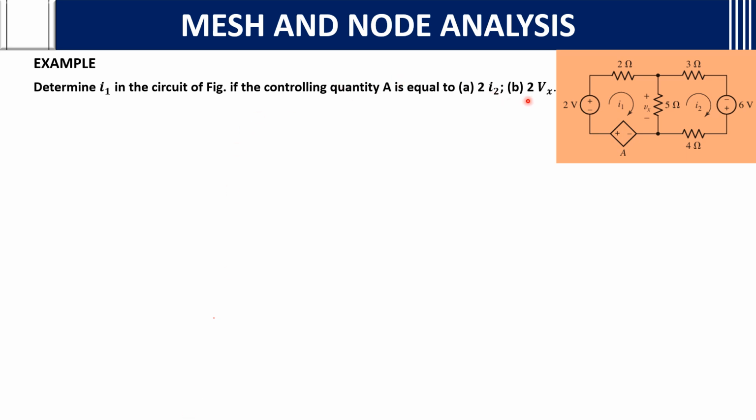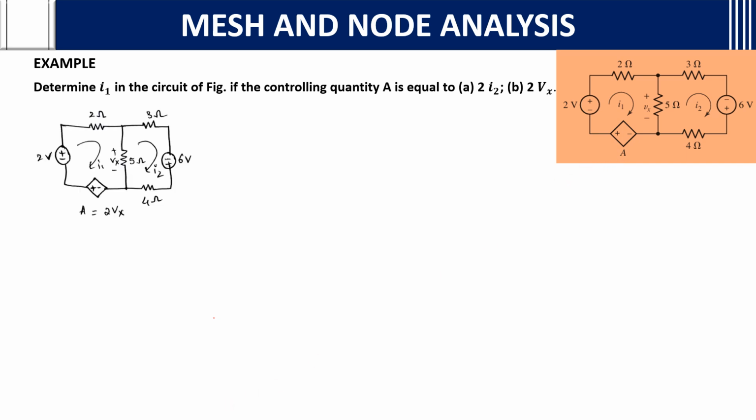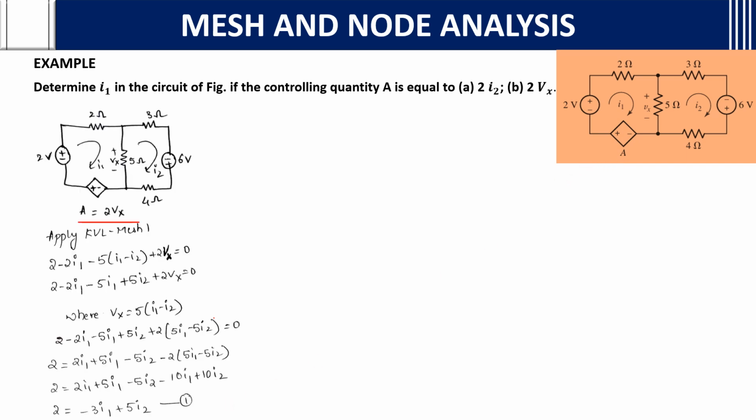Here we need to find for 2Vx. We have already solved for 2I2. We'll put 2Vx in this A place. Consider A equals 2Vx. Apply KVL to mesh 1. What you will get? 2 minus 2I1 minus 5 into (I1 minus I2) plus 2Vx equals 0, where Vx is 5 into (I1 minus I2). As the plus minus sign is given this side, you take this related only. Vx equals 5 into (I1 minus I2). After substituting that, you will get the first equation.